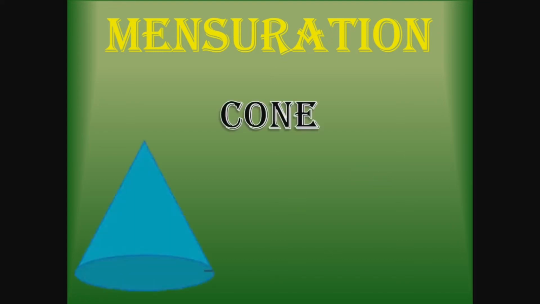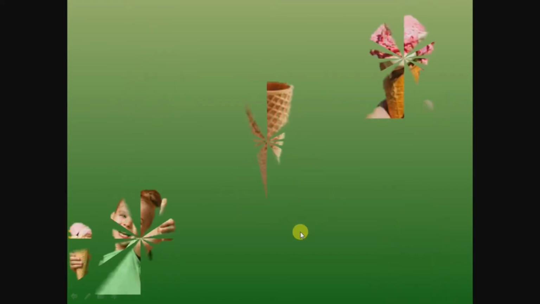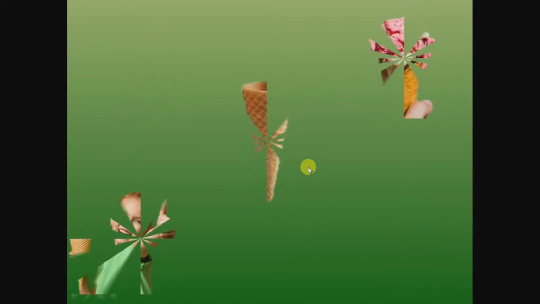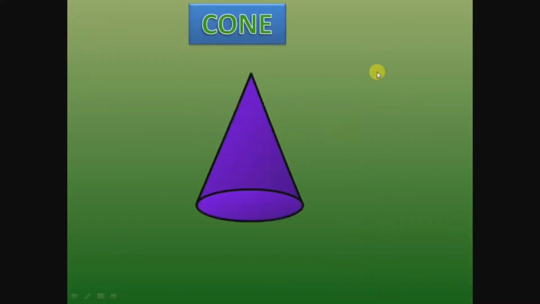We are doing mensuration, and in mensuration, today my topic is cone. We'll find a cone in a birthday party, as an ice cream cone, and even in the traffic we'll find a cone. Now let's start with the cone.